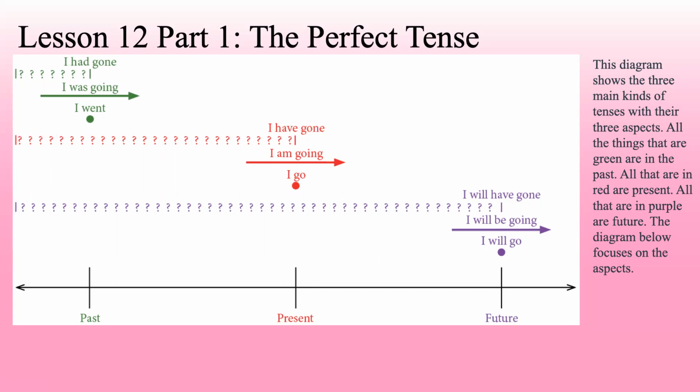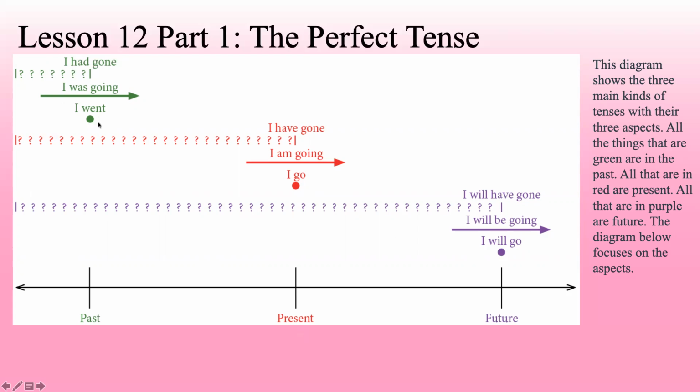All right, so this diagram shows the three main kinds of verb tenses with their three aspects. All the things that are in green are in the past. All things that are in red are in the present. All things that are in purple are in the future. The diagram that we're going to see in a minute focuses on aspects, but here we're looking at time periods.